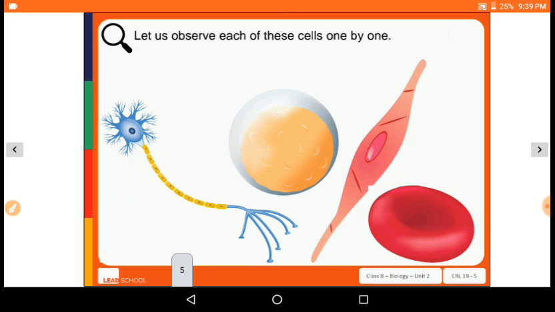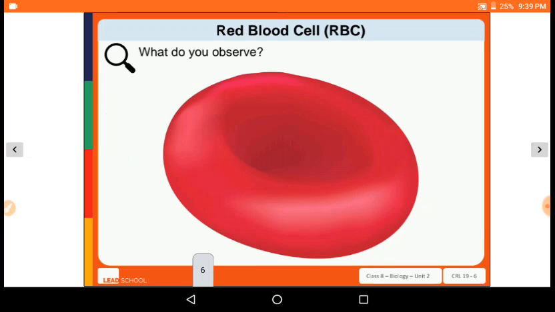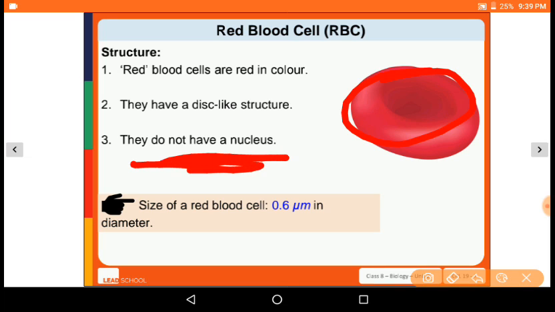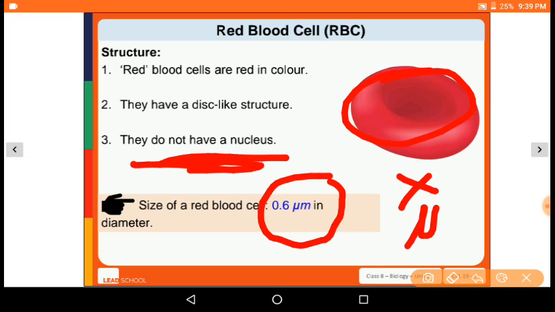Let us observe each of these cells one by one. First, what do you observe? It is a red blood cell, जिसको हम RBC बोलते हैं. Red blood cells are red in color. They have a disc-like structure. उसका स्ट्रक्चर आप देख सकते हो, disc-like structure है. It does not have a nucleus. इसके अंदर न्यूक्लियस होता नहीं है. और उसकी साइज कितनी होती है? 0.6 माइक्रोन मीटर. यहाँ पे ये साइज है, ये जो आप देख रहे हो उसको हम बोलेंगे माइक्रो. क्या बोलेंगे? माइक्रोमीटर.